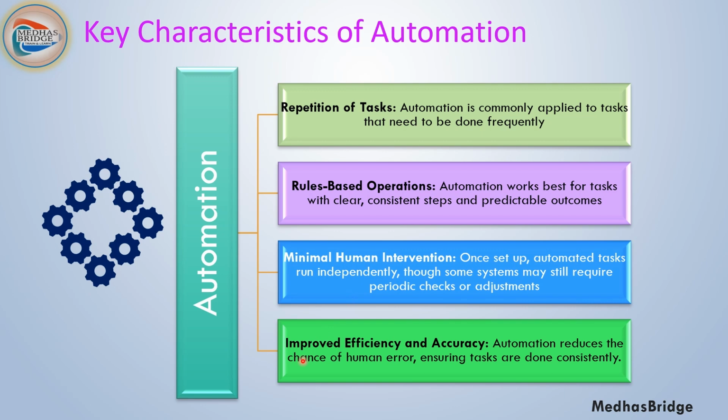Next part is improved efficiency and accuracy. Automation reduces the chance of human error because your intervention is less. That's the goal of automation, ensuring tasks are done consistently. That is where we say automation helps you improve efficiency and accuracy. So these are the key characteristics of automation. When you are trying to automate things, you have to understand these attributes and how you are able to achieve them by automating your activity.